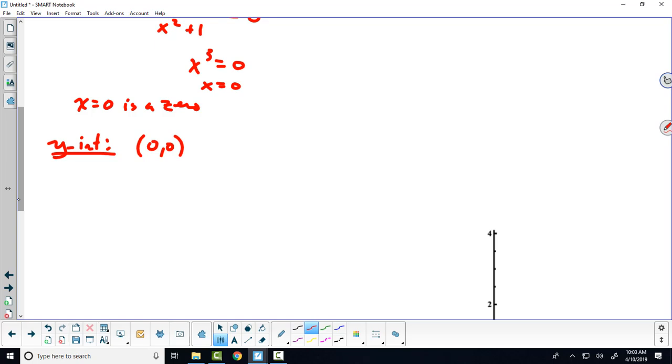So let's look for the vertical asymptotes and holes first. Vertical asymptotes and holes. Can a function have both a vertical asymptote and a hole at the same location? Yes.